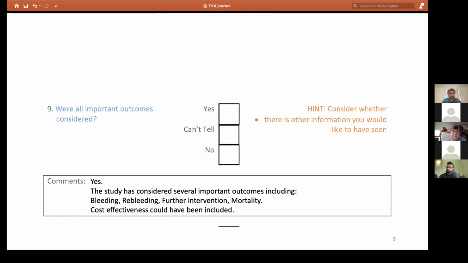I would say yes for this question. The study has considered several important outcomes, including bleeding, re-bleeding, further interventions, mortality, cost effectiveness, mortality. But one of the important missing points is cost effectiveness could have been included for this meta-analysis, as I have not seen anywhere in the study that suggests the price of the tranexamic acid and such, and that route to be used in the population group. Otherwise, it has considered ICU admission, blood transfusion, and the mortality rate and other parameters. So I would say yes for this question.